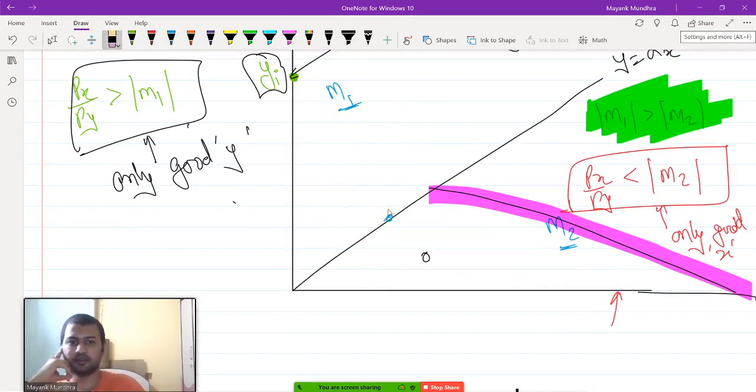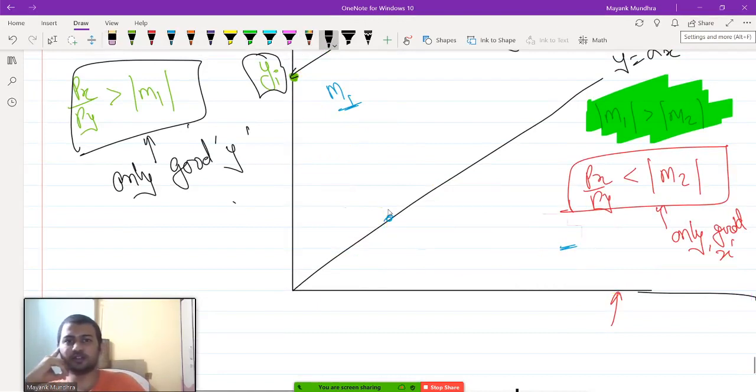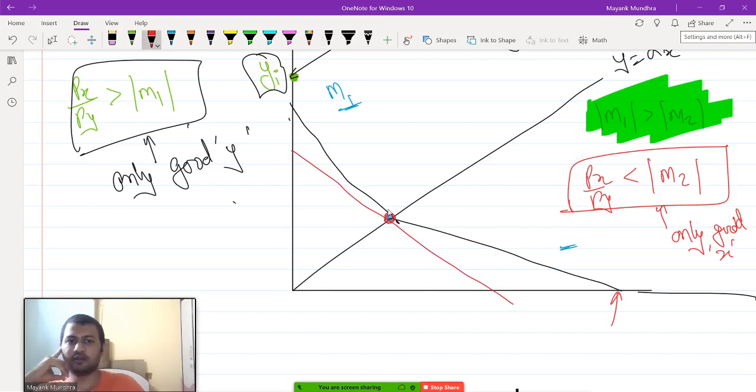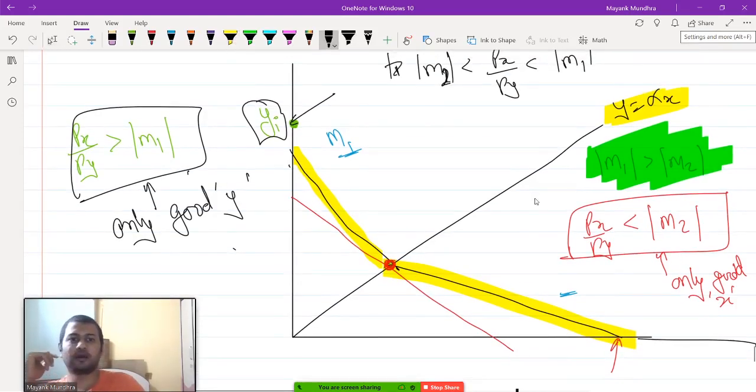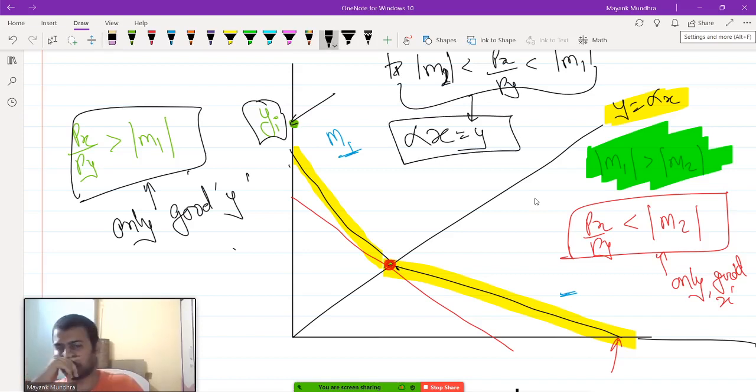let me erase everything else. So in the third situation, this is your indifference curve and this will be your budget line. The budget line will attain the highest possible indifference curve on the y equals alpha x line. So in this third situation, which I have already written here, you will have alpha x equals y as your optimal solution.